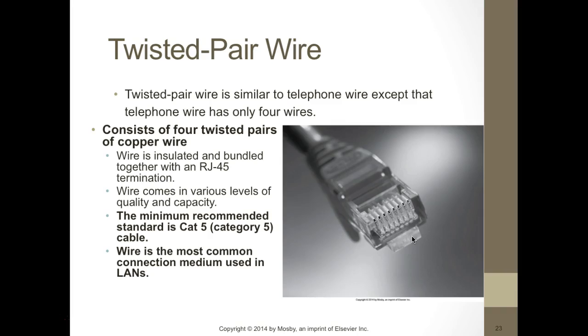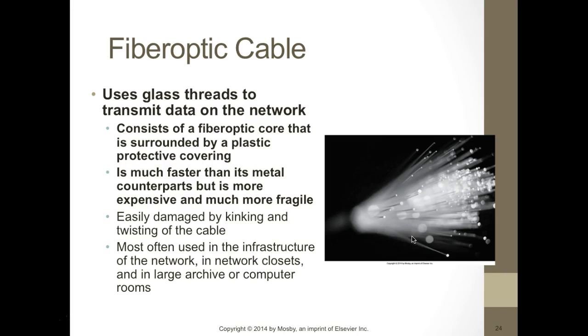The twisted pair wire is similar to the telephone wire, except that the telephone wire only has 2 pairs. It consists of 4 twisted pairs of copper wire. The wire is insulated and bundled together with an RJ45 connector. Wires come in various levels of quality and capacity. The minimum recommended standard is a Cat 5. So you'll hear the IT people talk about a Cat 5 line, the Category 5 cable. That's what they're talking about. This wire is the most common connection for LANs.